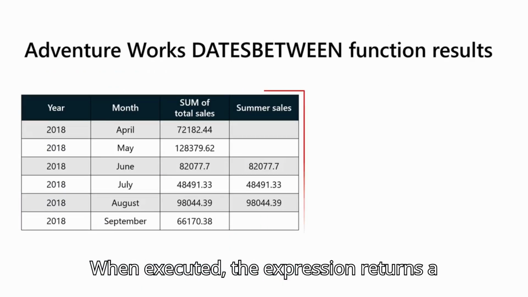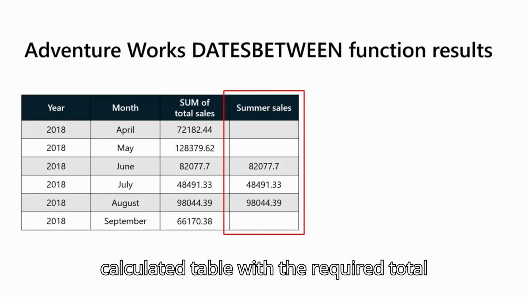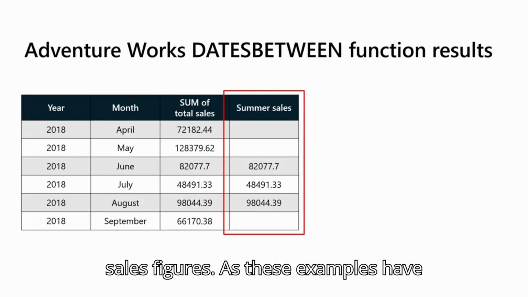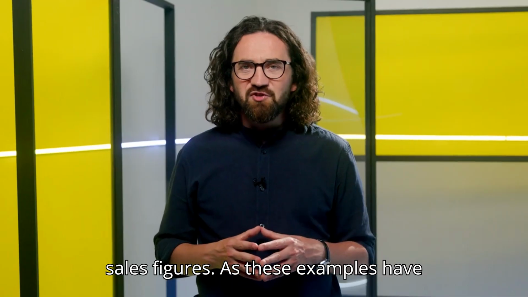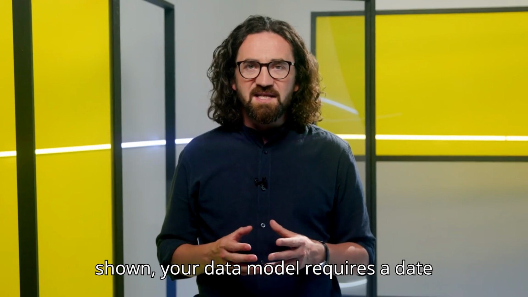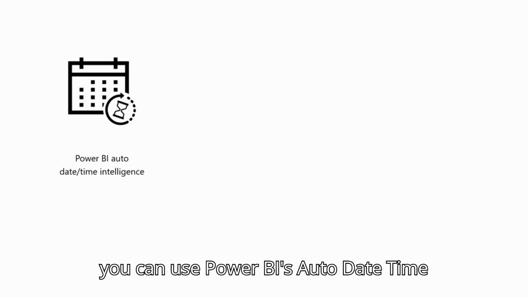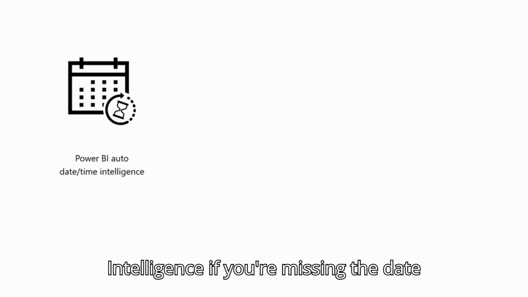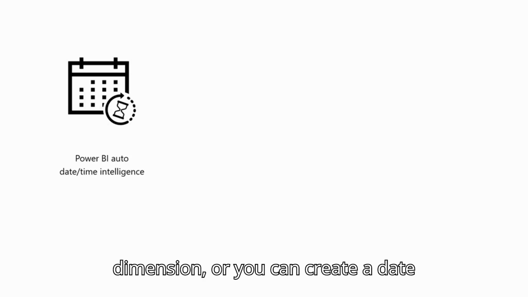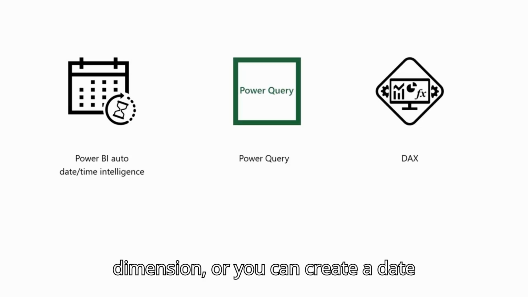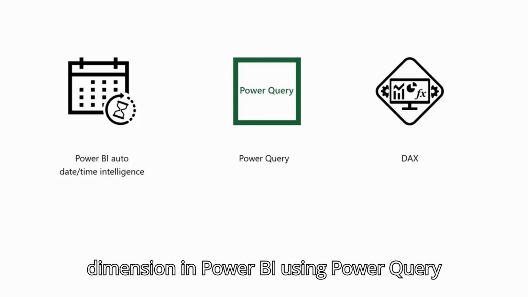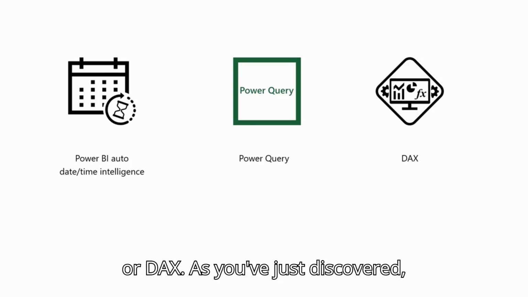When executed, the expression returns a calculated table with the required total sales figures. As these examples have shown, your data model requires a date table or dimension before you can use time intelligence functions. However, you can use Power BI's auto-date time intelligence if you're missing the date dimension. Or you can create a date dimension in Power BI using Power Query or DAX.